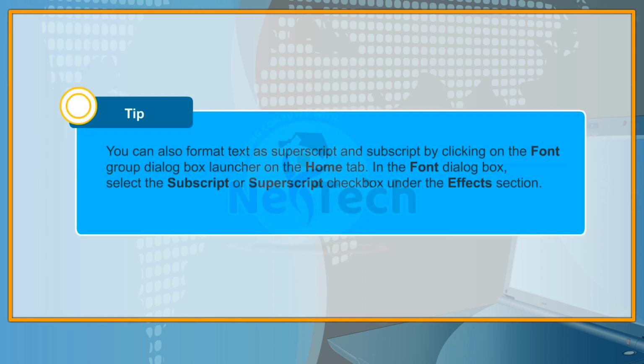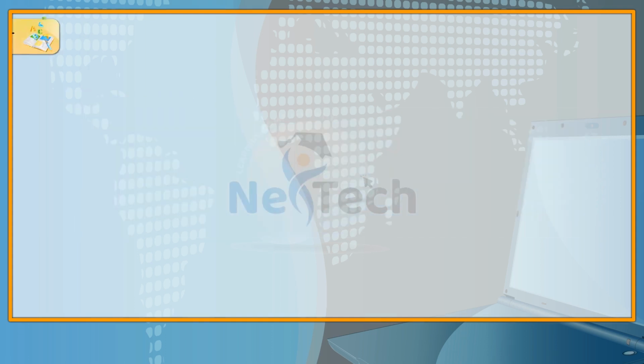Tip: you can also format text as superscript and subscript by clicking on the Font Group dialog box launcher on the Home tab. In the Font dialog box, select the subscript or superscript checkbox under the Effects section.